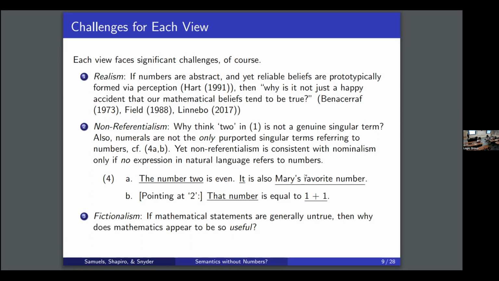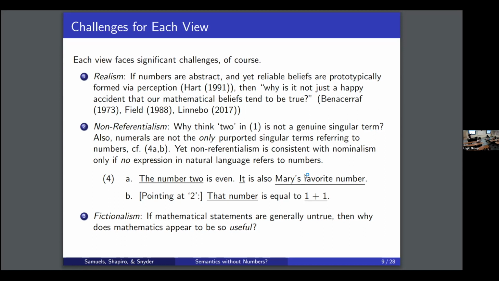The second challenge is to extend non-referentialism. Numerals aren't the only purported singular terms in English. So, for example, all of the underlying expressions in 4a, 4b have been claimed to be singular terms, even by some non-referentialists. So, for example, "the number 2," Friederike Moltmann says, yeah, that's a singular term. It refers to a number. So Moltmann is not, in fact, a nominalist. She's a realist. She just thinks that numerals themselves are not singular terms. These complex expressions, like "the number 2," for her, those are singular.